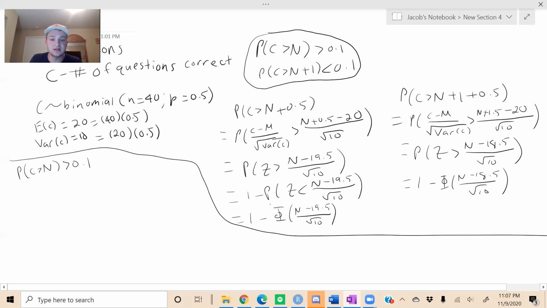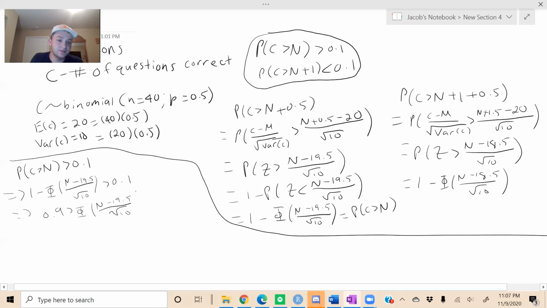Well, we know that this right here is equal to the probability C is greater than n. Okay, so this implies this is 1 minus n minus 19.5 divided by square root of 10. It's greater than 0.1. Do a little rearranging. This is equal to 0.9 is greater than, I'm so sorry, I do not know what they call this. So we're just going to keep going here.